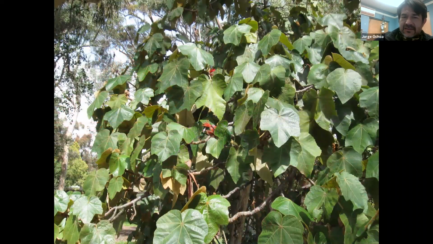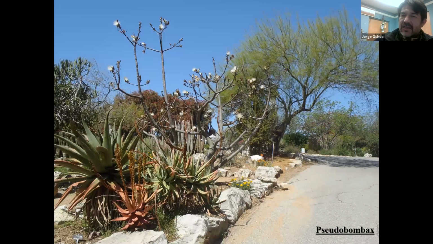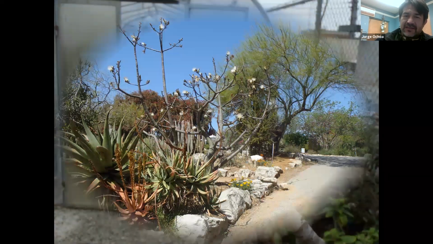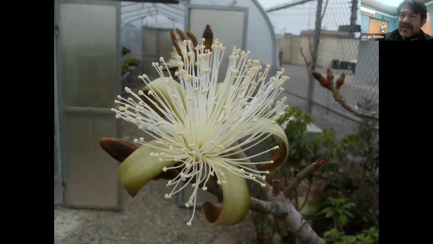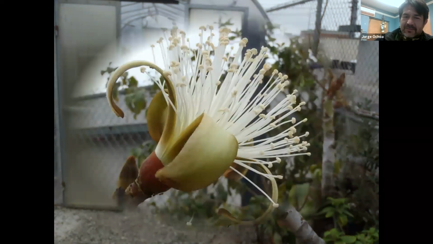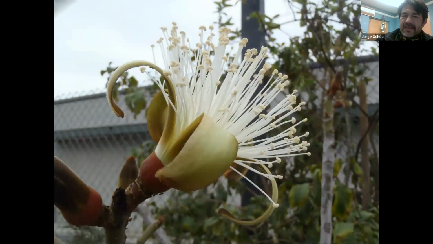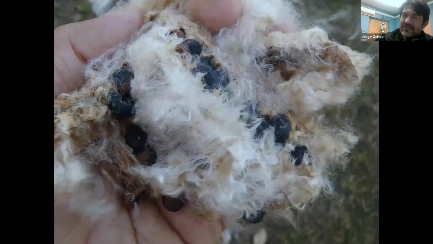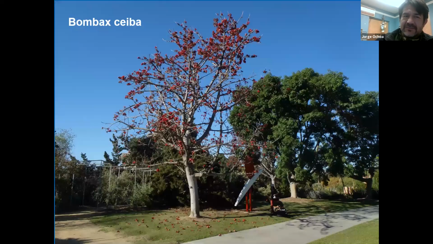And here is the tree with its leaf. That's very happy. Pseudobombax, shaving brush tree, as it's referred to, at South Coast Botanic Garden. Here's where I've been growing, and I have this tree. So there's the flowers with lots of stamens, and then the petals right there, the side view, and the fruits associated with cotton material, and there's the seeds. And then the true genus Bombax.